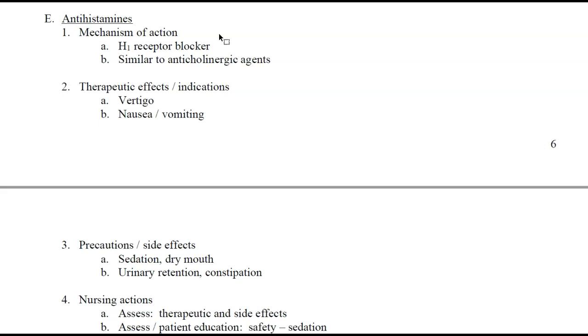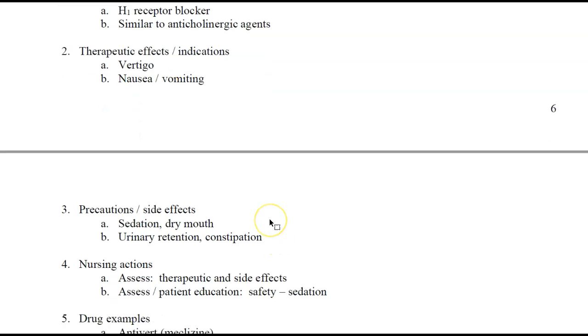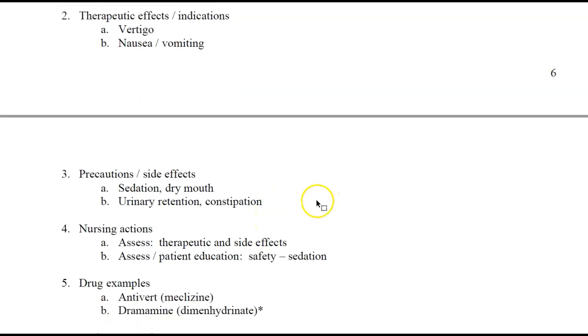Next is nausea and vomiting. It helps treat nausea and vomiting, so that would be a reason why we give this medication. Some precautions and side effects include sedation, dry mouth, urinary retention, and constipation. As you may notice, it is very similar to the side effects of the anticholinergic.